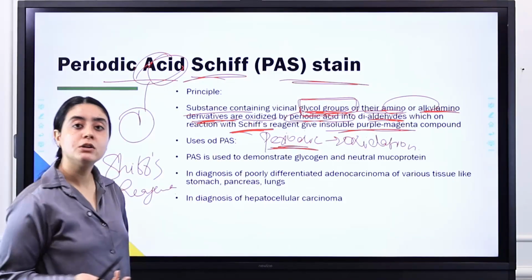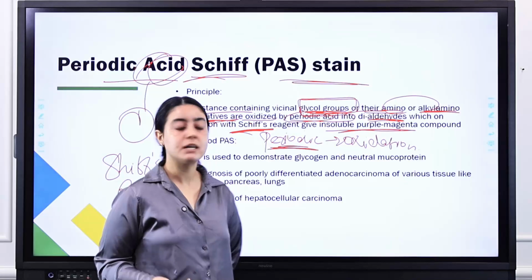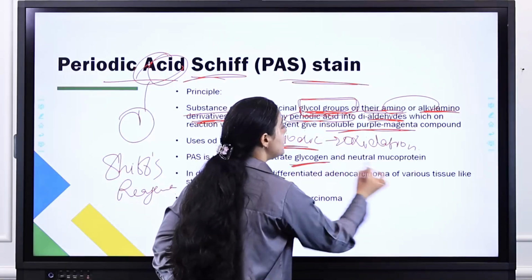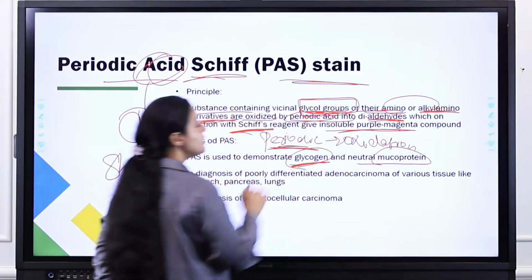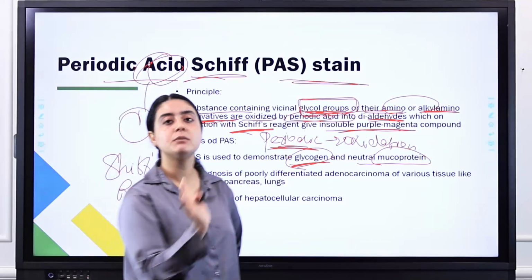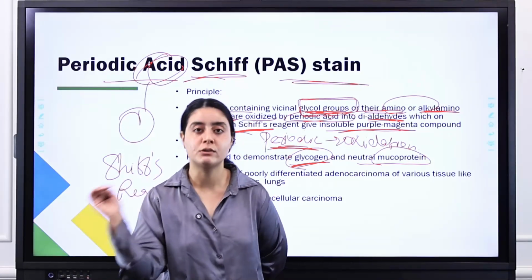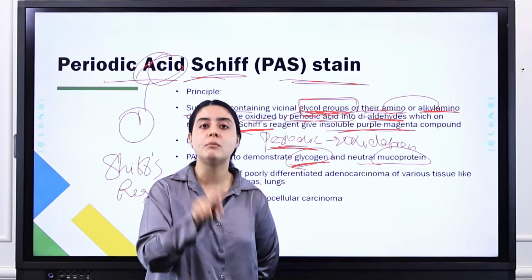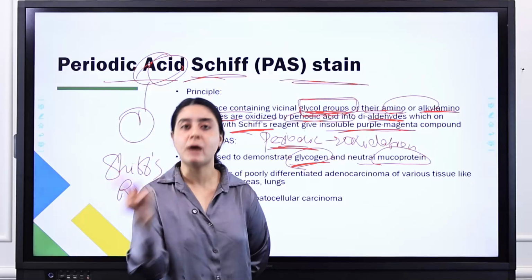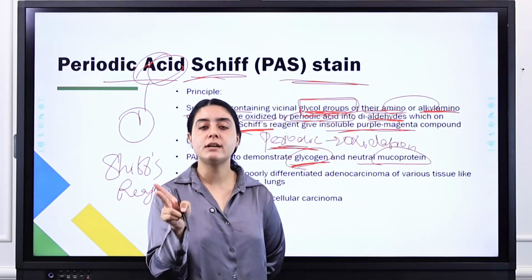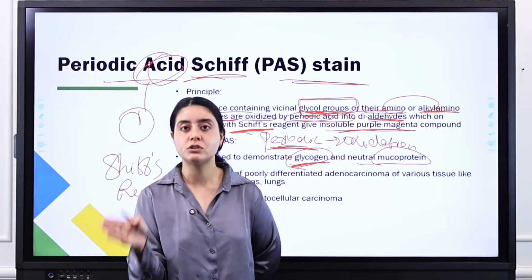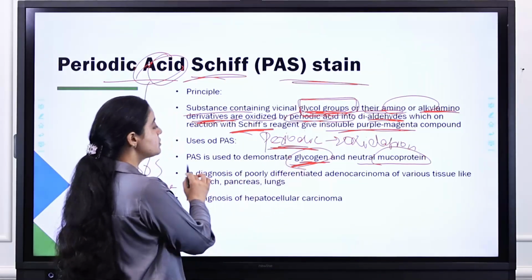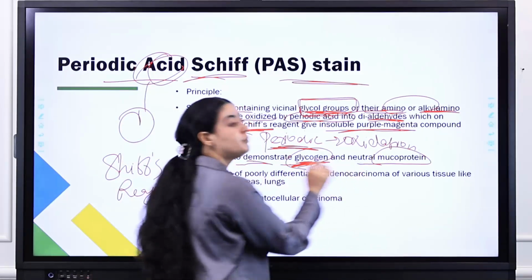Now what are the uses of the PAS stain? Why do we have to use PAS stain? We use PAS stain to demonstrate glycogen and mucoproteins. In carbohydrates we have some glycogen material and some non-glycogen materials. In further slides we will also discuss the combination of certain stains with the PAS stain to differentiate between the glycogen and non-glycogen parts. So it is used to demonstrate glycogen and mucoproteins.